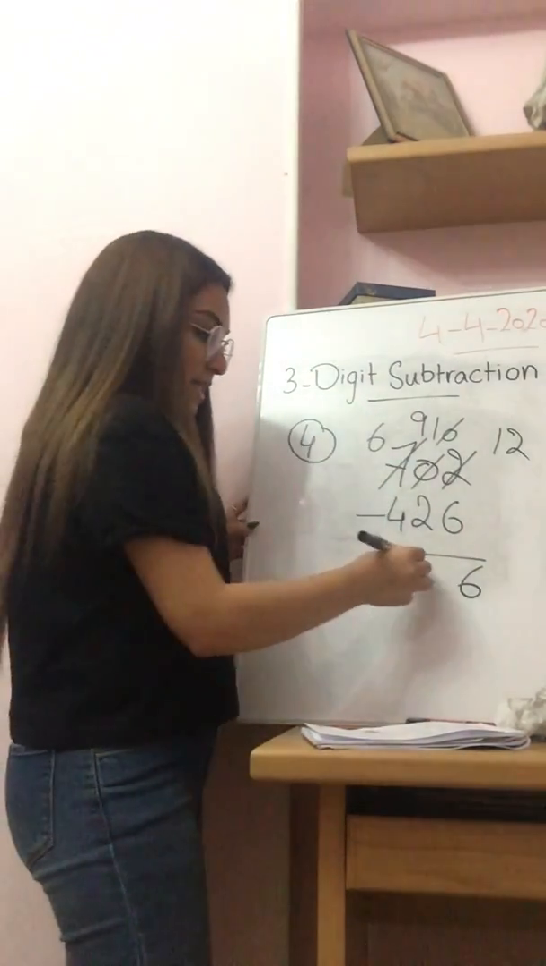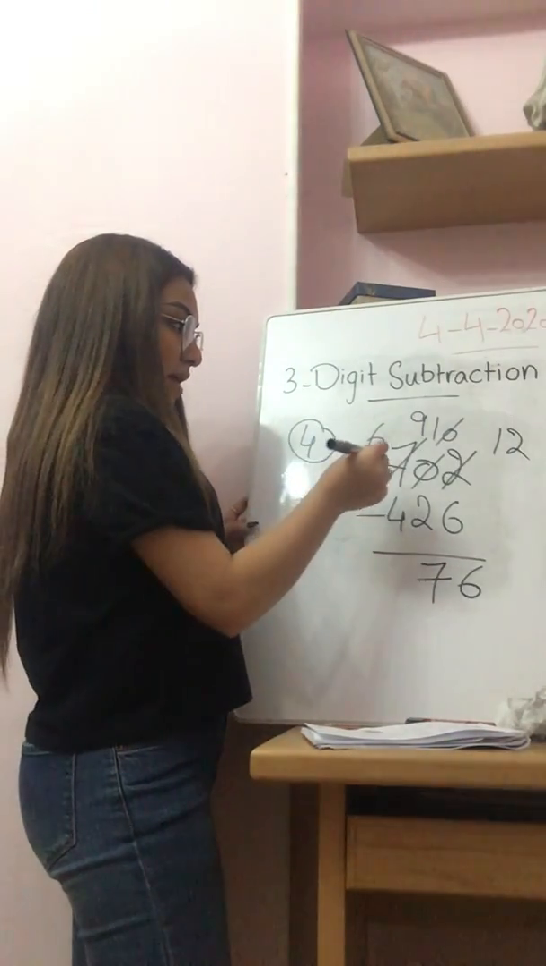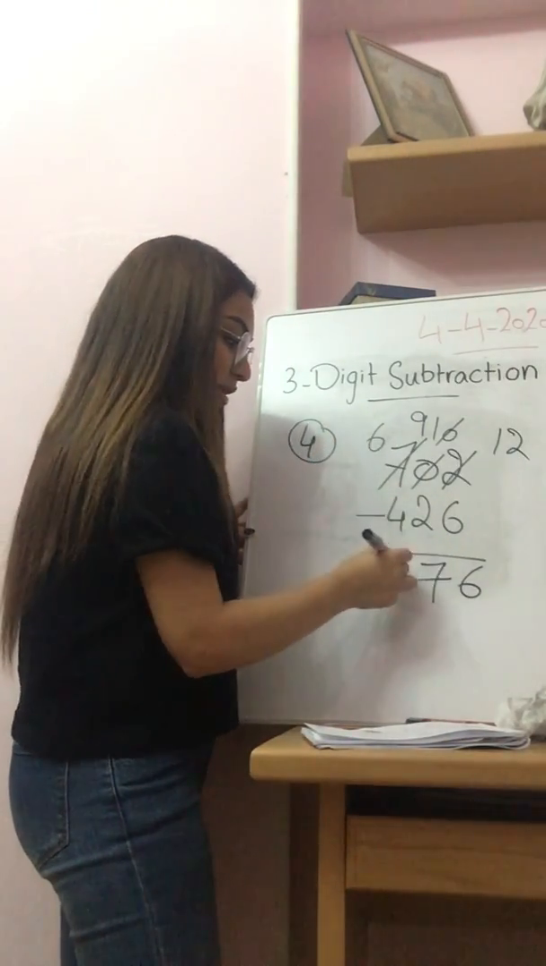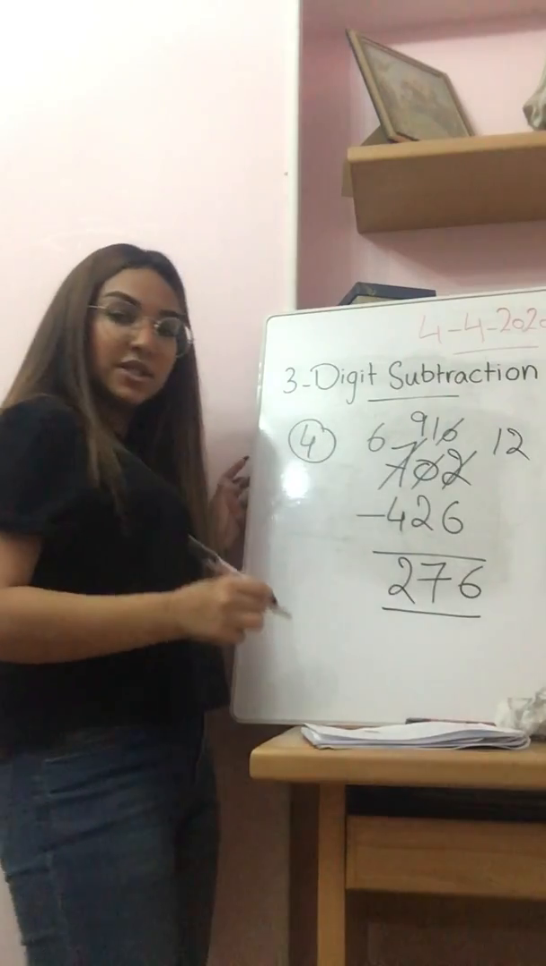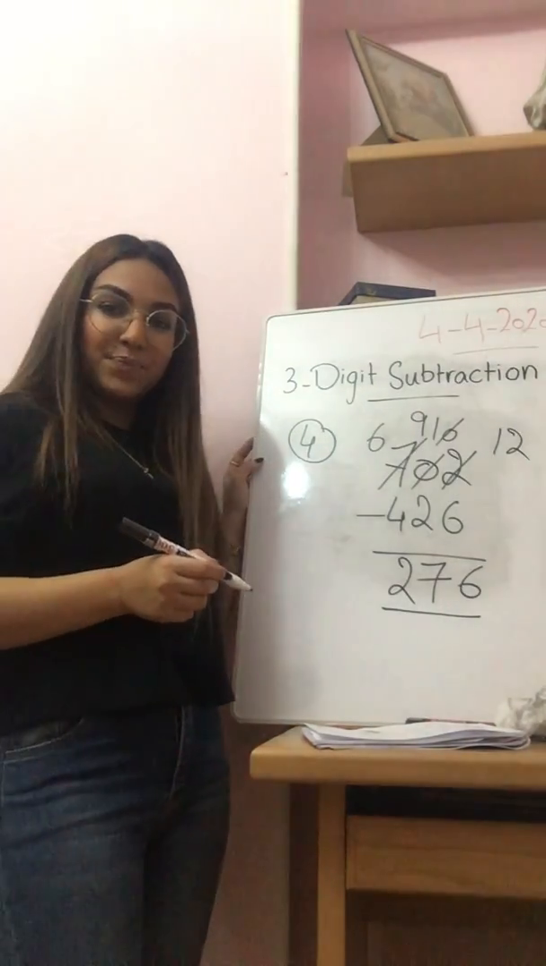9 minus 2 is 7, and 6 minus 4 is 2. So my final answer is 276.